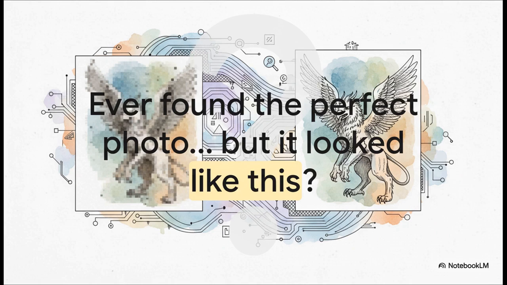So you find that one perfect image online, or maybe you dig up an old family photo from 10 years ago. It's the one. But then you zoom in, and it's a blocky, blurry mess. That's pixelation. And it's basically the digital wall we all hit when an image just doesn't have enough data to look good at a larger size. It's so frustrating, right? Well, that frustration is exactly what we're going to solve today.